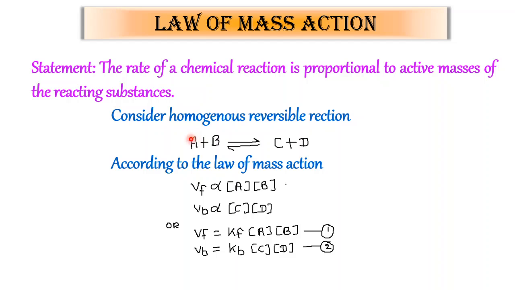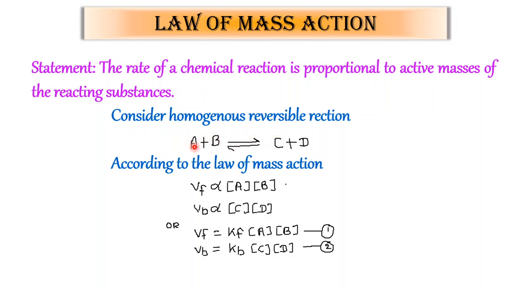If I consider a homogeneous chemical reaction where A and B are the reactants, and as they mix with each other, they give products C plus D, and it's a reversible type of reaction. As the reaction proceeds, initially the concentration of A and B will be higher, and later on it will become equal to the concentration of C plus D, and that state we will call a state of equilibrium. In this state of equilibrium, we now apply the law of mass action.